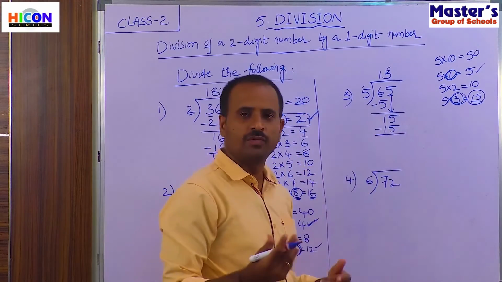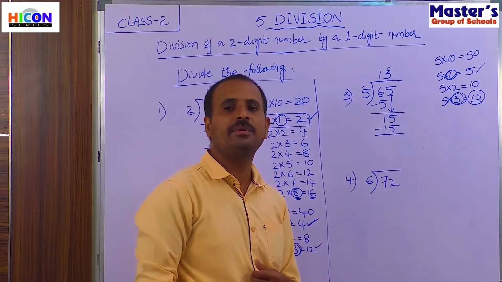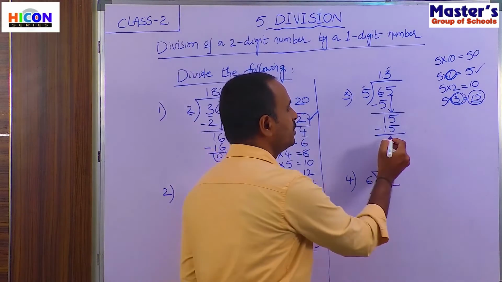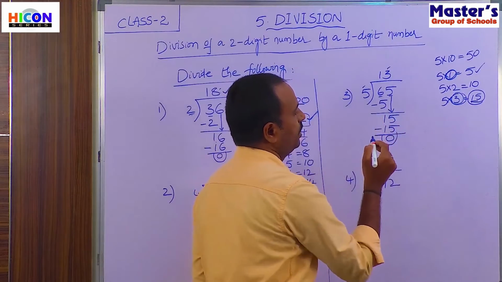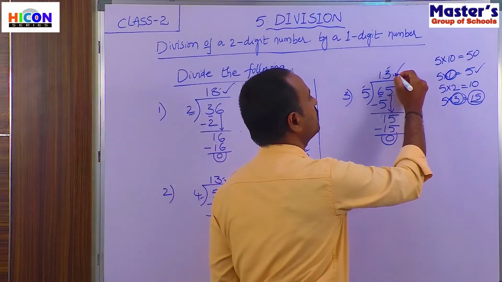So 15 minus 15 is 0. If you subtract any number from the same number itself, we will get 0. So the remainder is 0. And what is the answer here? The answer is the quotient, that is, 13 is the answer.